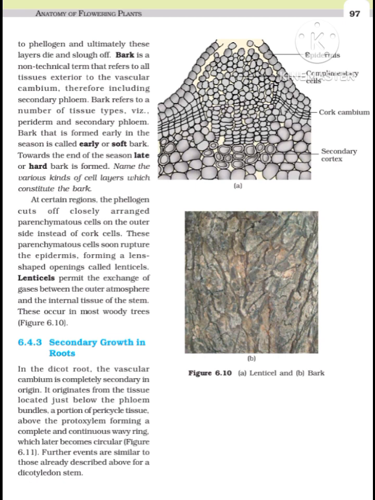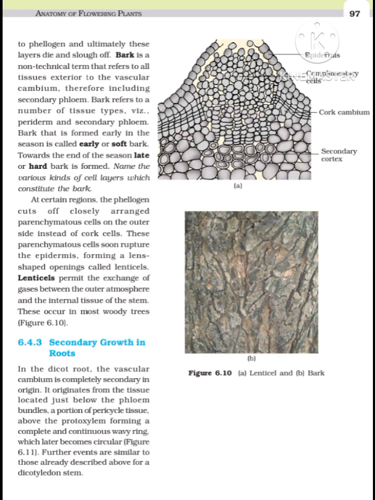At certain regions, the phellogen cuts off closely arranged parenchymatous cells on the outer side instead of cork cells. These parenchymatous cells soon rupture the epidermis, forming lens-shaped openings called lenticels. Lenticels permit the exchange of gases between the outer atmosphere and the internal tissue of the stem. These occur in most woody trees. Figure 6.10: epidermis, complementary cells, cork cambium, secondary cortex.